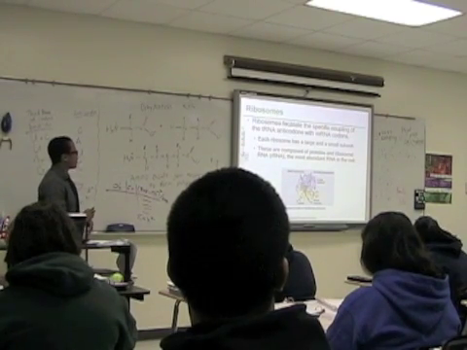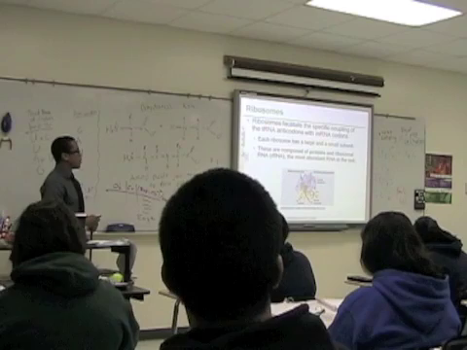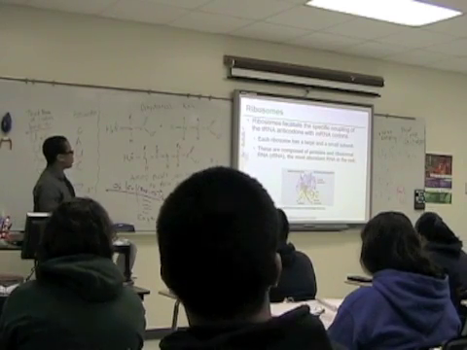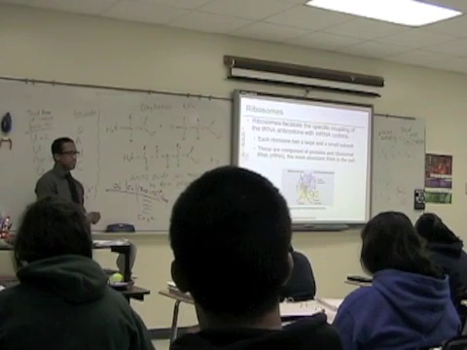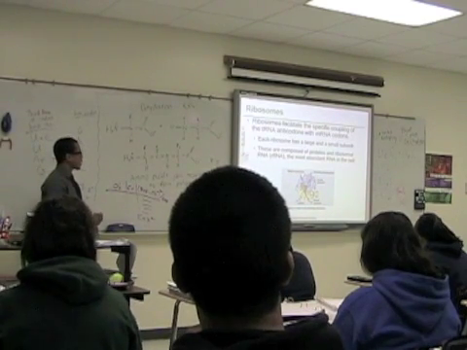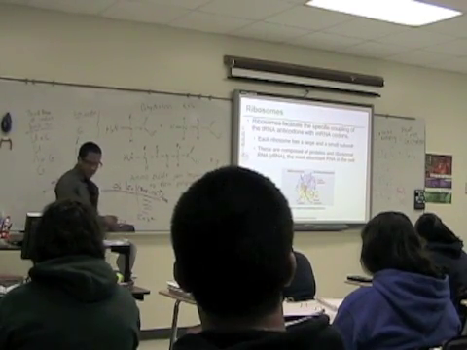Now the functional part of the whole process is the ribosome. It's the most important part. How many subunits are there to the ribosome? Two? Okay. Yes, that's right. Large and small subunits.